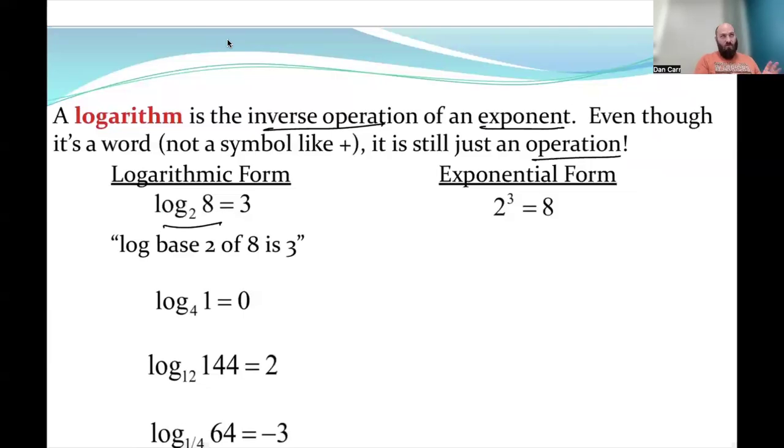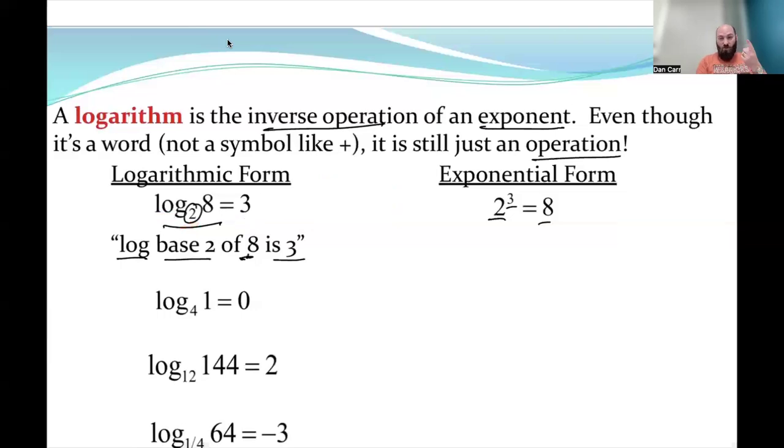Let me read this out here. When I put a little 2 here, this means log base 2 of 8 is 3. That's how I read that as a sentence. The exponential form of that is 2 to the third equals 8. So in a way, when I say log base 2, I'm saying 2 raised to what power gives me 8. So that's why the answer is 3 here, okay?